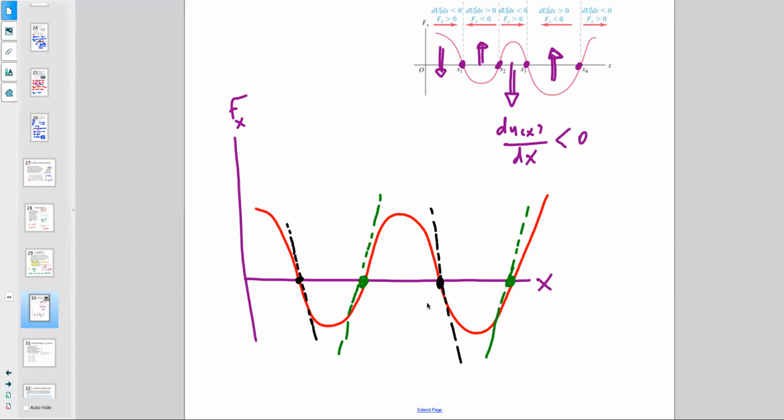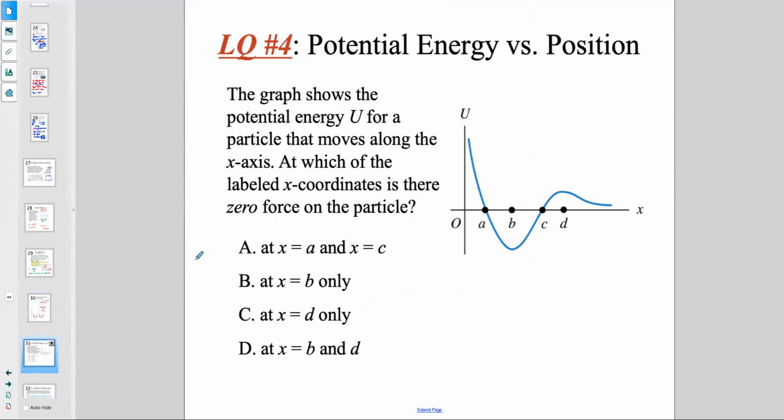So let's take a look at this potential energy versus position. Just an example. The graph shows the potential energy U for a particle that moves along the x-axis. At which of the labeled x-coordinates, so either A, B, C, or D, is there zero force on the particle?